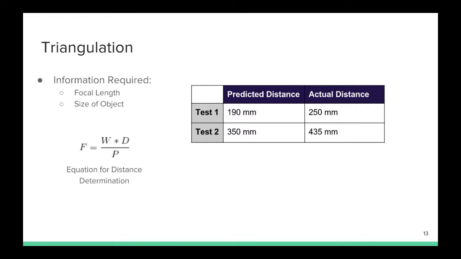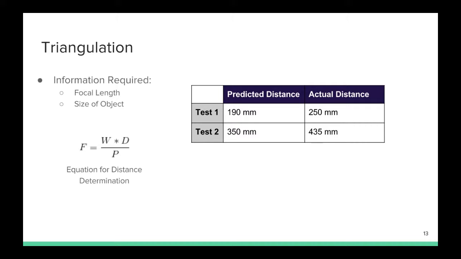So for triangulation itself, we use the formula shown on the screen right here, where F is the focal length, W is the width of the object in millimeters or whatever, D is the distance of the object from the camera, which is usually what we're trying to solve in this case, and P is the number of pixels of the object inside the scene image. And so when we use this equation, we solve for D in both images and then average them, and this is what our predicted distances were.